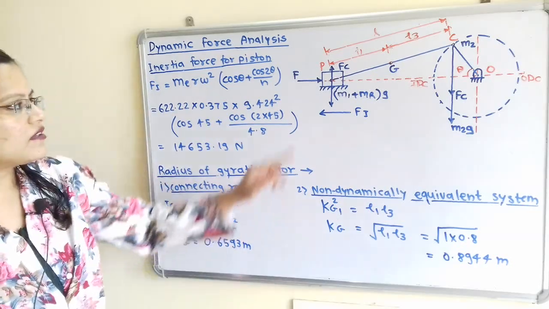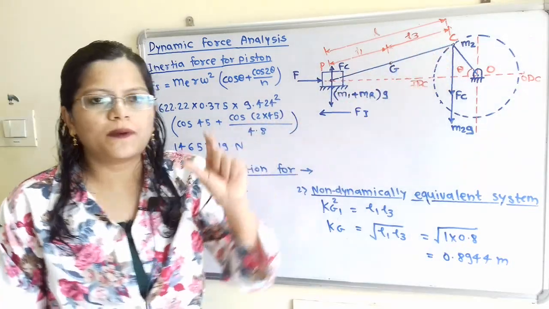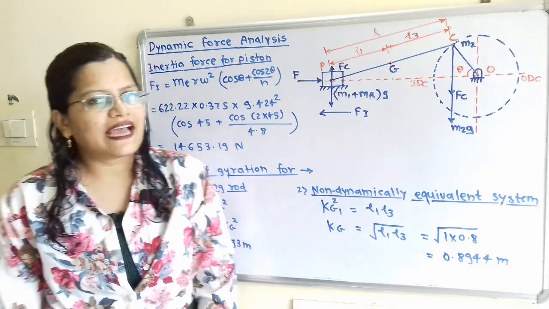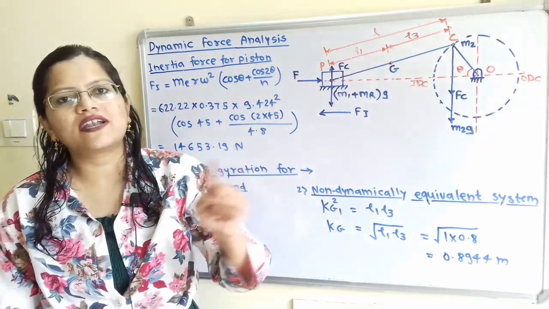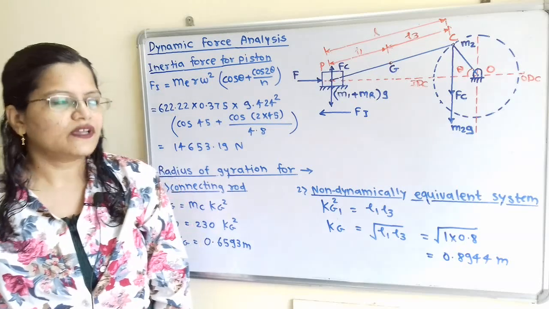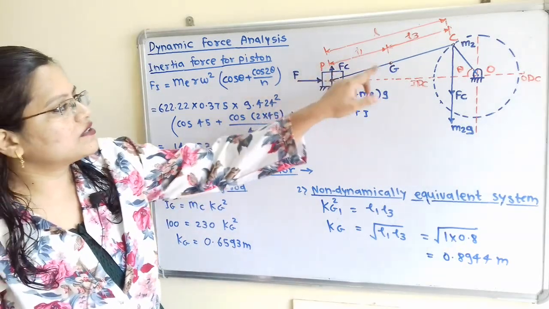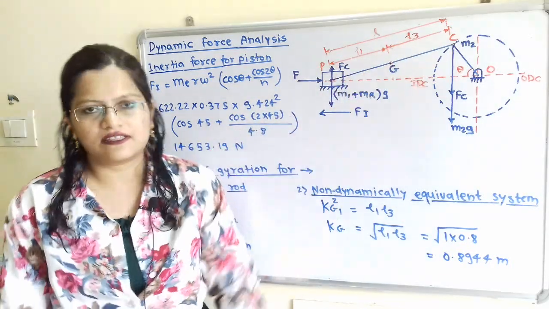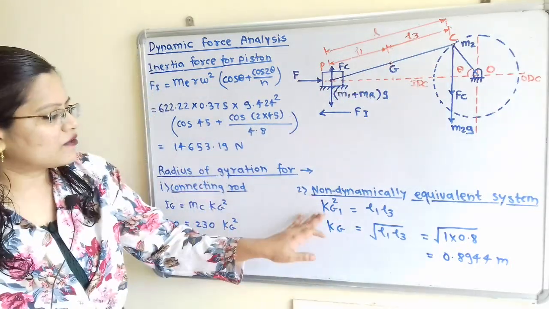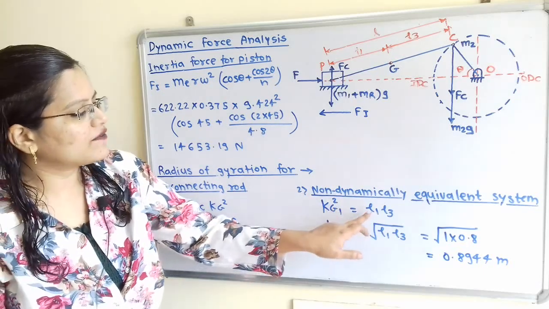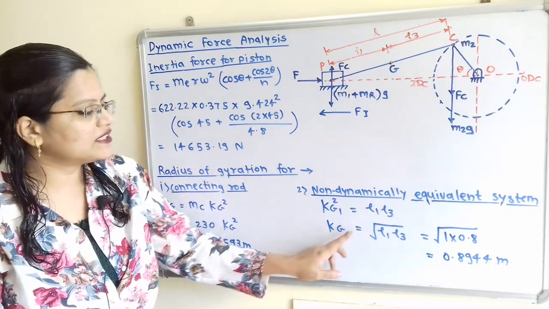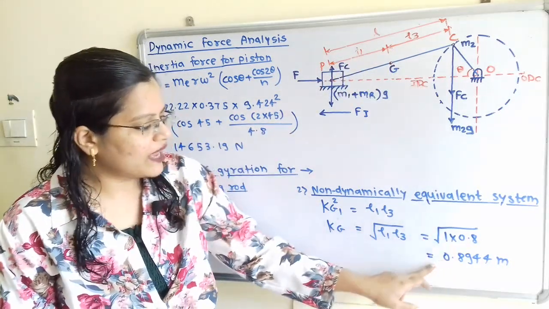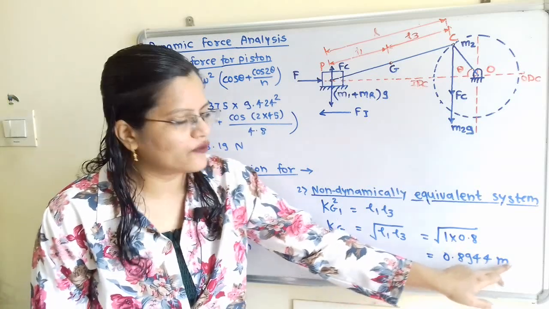Now the non-dynamically equivalent system. If we observe, these masses M1 and M2 are placed arbitrarily at the gudgeon pin as well as the crank pin, and that's why this system is known as the non-dynamically equivalent system. So what is the rule? We know the distances from the center of gravity to point P and point C, which are L1 and L3. So kg1 square is equal to L1 L3, so kg1 is equal to the square root of L1 L3, and when we put the values we get 0.8944 meter.